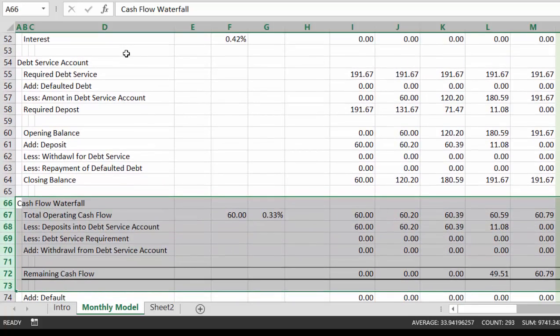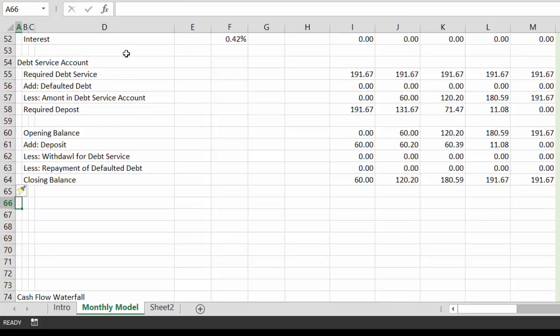Okay, so we have our defaulted debt, we have our debt service account, and now let's put our debt service reserve account to distinguish it. A reserve account. Okay, and we'll put the opening balance, add, no, we won't. Oh, shoot. So used to doing that. So we'll put required. How about we'll just put debt service?